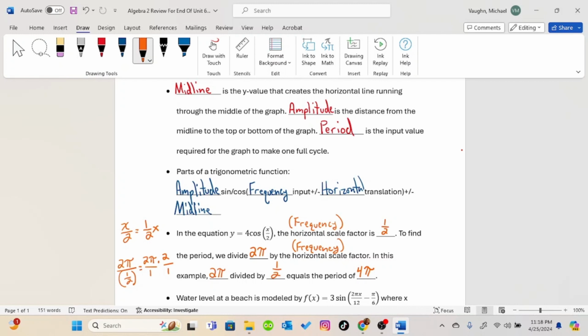So as we're looking at this, a frequency or a horizontal scale factor of 1/2 means we are going to complete 1/2 of a cycle every 2 pi. Well, if we complete half a cycle in 2 pi, then it would take us 4 pi to complete one full cycle, and therefore our period would be 4 pi.